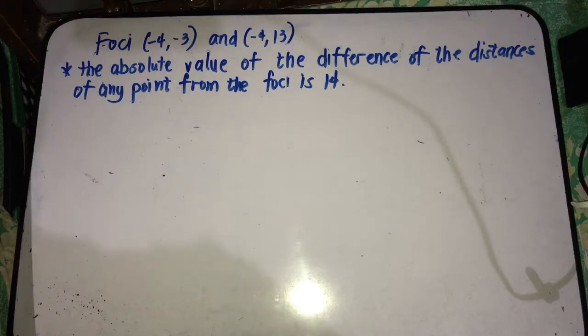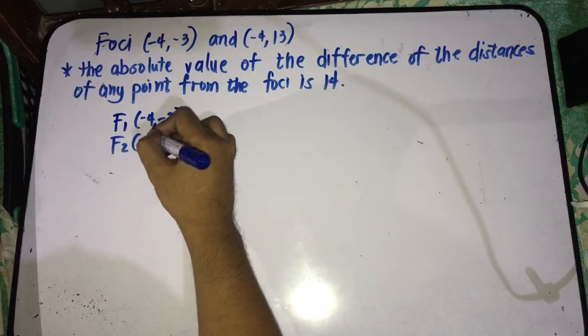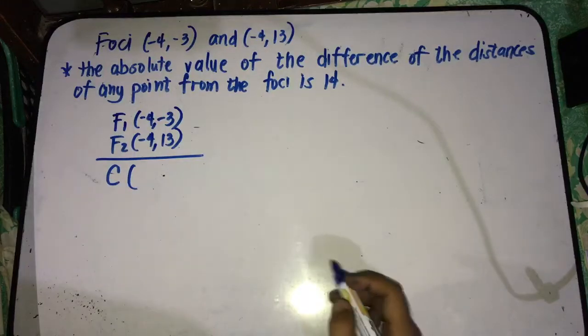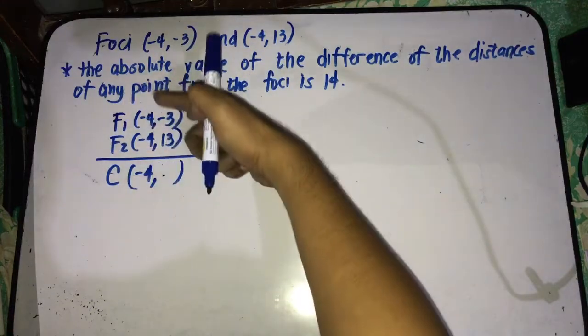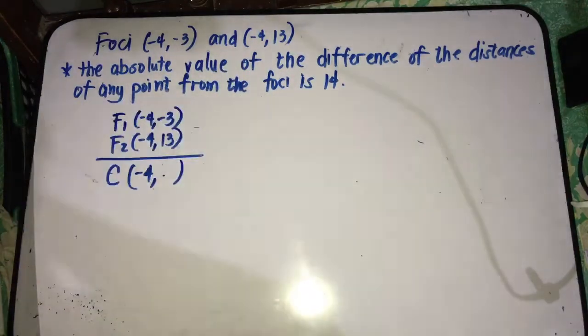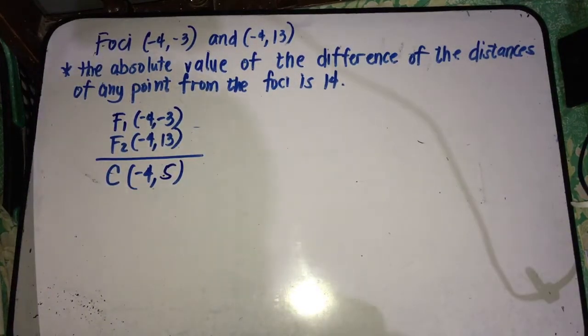So the foci are located at (-4, -3) and (-4, 13). F1 is (-4, -3), while F2 is (-4, 13). We can now get the center. Where is the center? The center would be at -4. Why -4? Using the midpoint formula, -4 plus -4 is -8, divided by 2, which is -4. The midpoint for y is -3 plus 13 divided by 2, which is 5. So our center is (-4, 5).